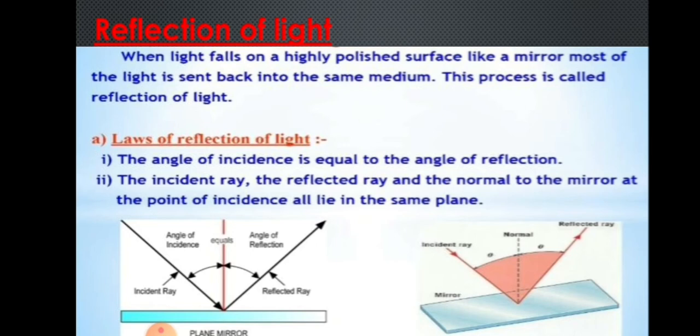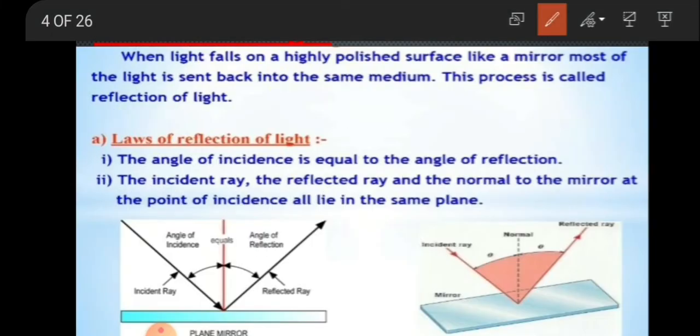Next is, what is reflection? When light falls on a highly polished surface like a mirror, most of the light is sent back. This is the incident ray, and it strikes the mirror and then reflects back. That is called reflection of light. The bouncing back of light in the same medium is called reflection.